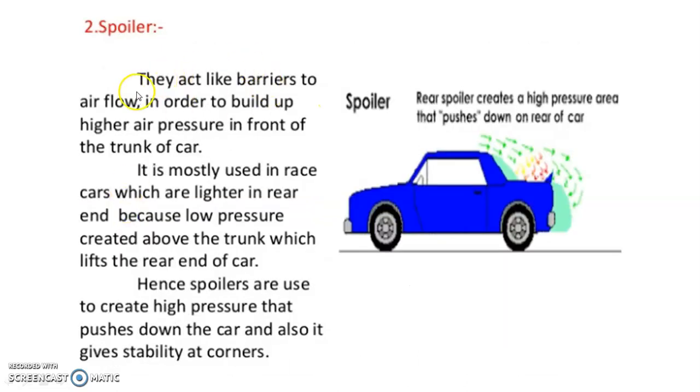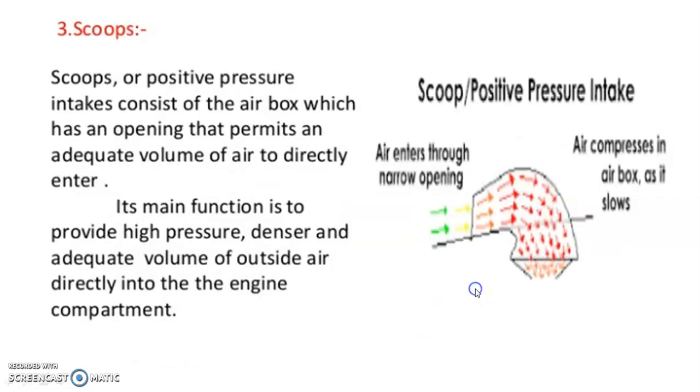Spoiler. Spoilers act like a barrier to airflow in order to build up higher air pressure in front of the trunk of the car. It is mostly used in race cars which are lighter in the rear end because low pressure is created above the trunk which lifts the rear end of the car. Hence spoilers are used to create high pressure that pushes down the car, and also give stability in corners.